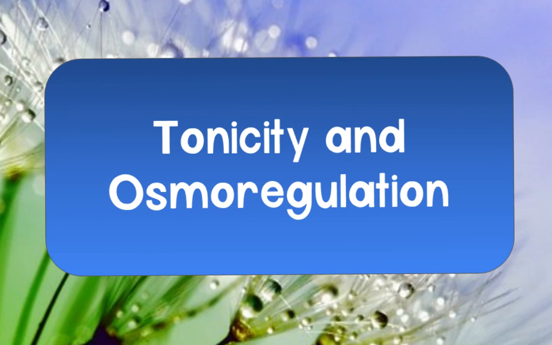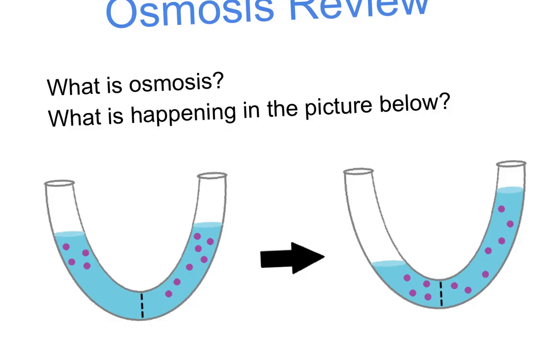Tonicity and osmoregulation. So let's just review osmosis real quick. Do you remember what's happening in this picture? Osmosis is the diffusion of water, and water moves to dilute what's more concentrated.